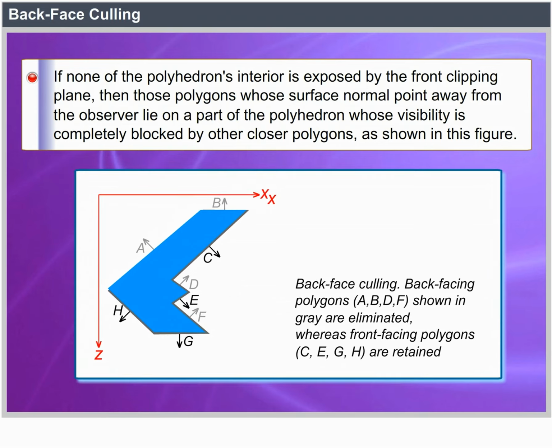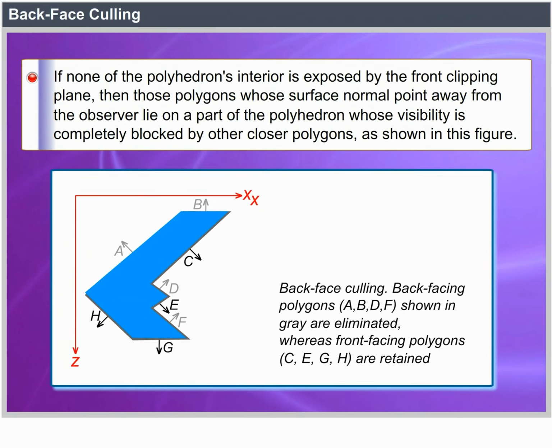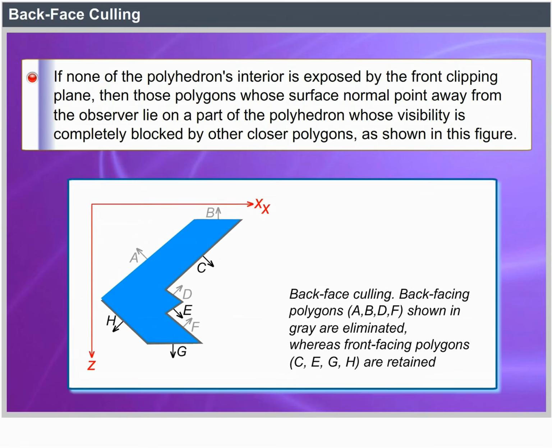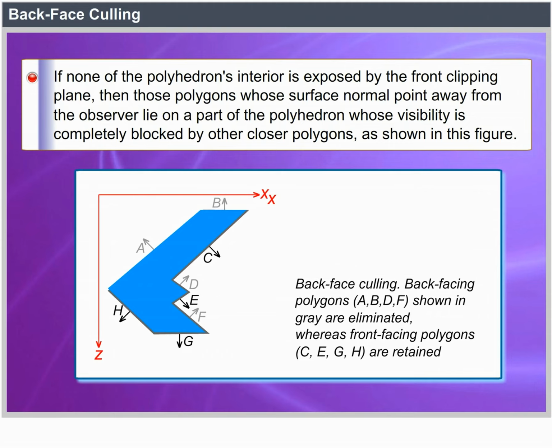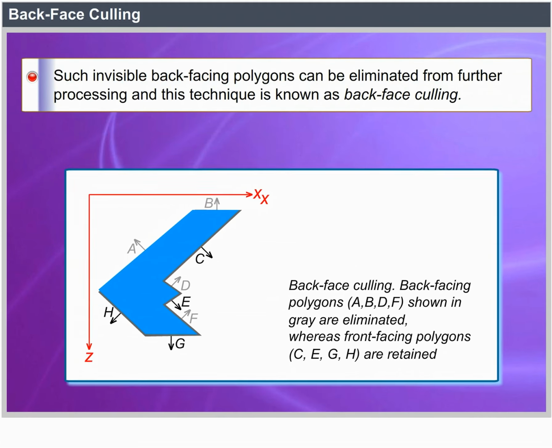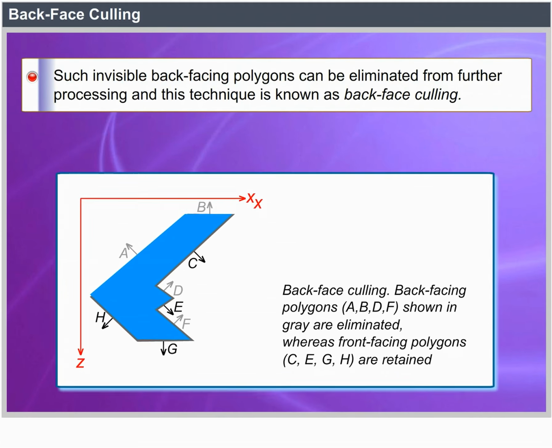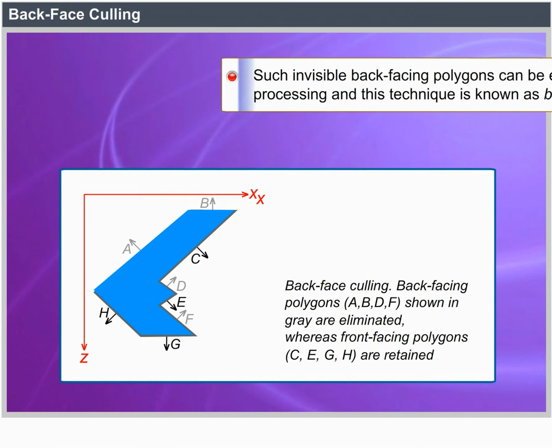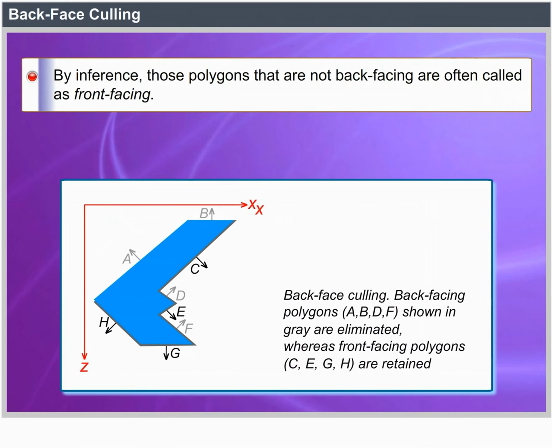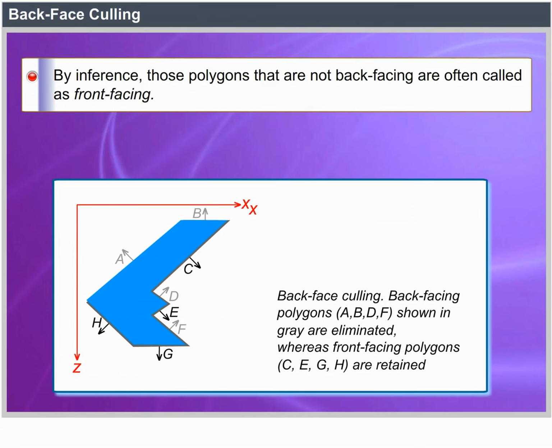Figure shows backface culling. Back-facing polygons A, B, D, F shown in gray are eliminated, whereas front-facing polygons C, E, G, H are retained. Such invisible back-facing polygons can be eliminated from further processing, a technique known as backface culling. By analogy, those polygons that are not back-facing are often called front-facing.